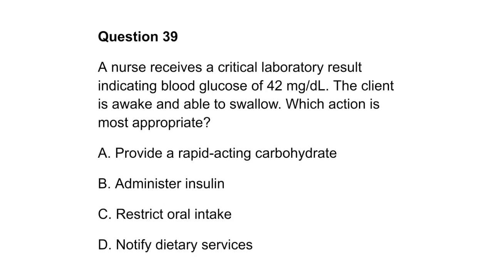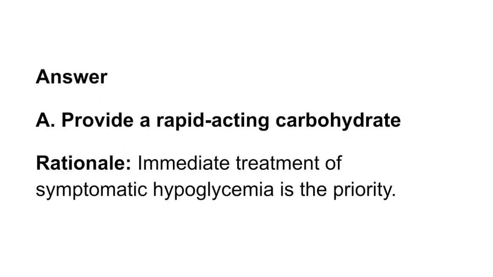Question 39. A nurse receives a critical laboratory result indicating blood glucose of 42 milligrams per deciliter. The client is awake and able to swallow. Which action is most appropriate? A. Provide a rapid-acting carbohydrate. B. Administer insulin. C. Restrict oral intake. D. Notify dietary services. Answer: A. Provide a rapid-acting carbohydrate. Rationale: Immediate treatment of symptomatic hypoglycemia is the priority.